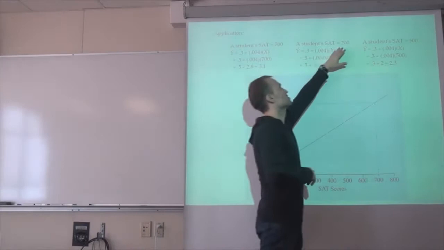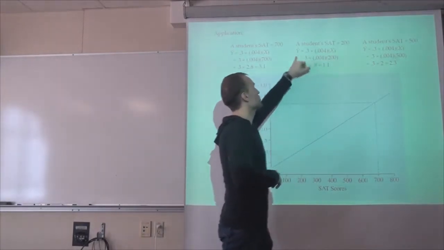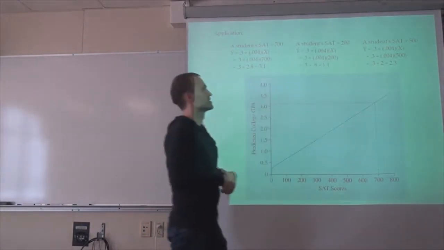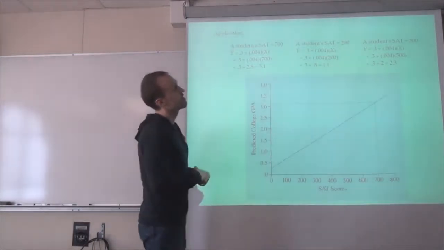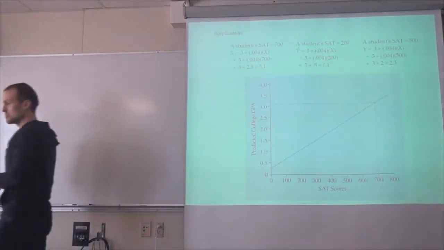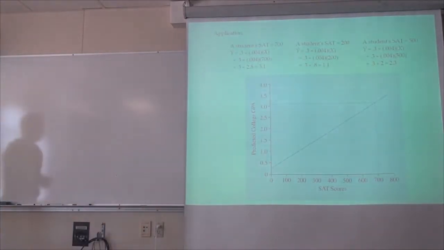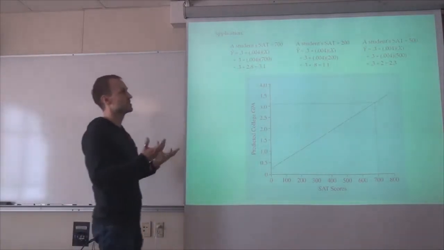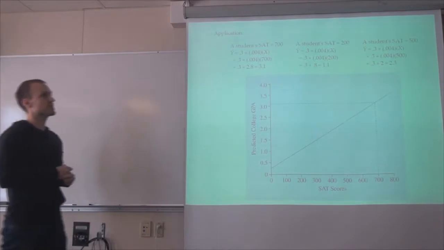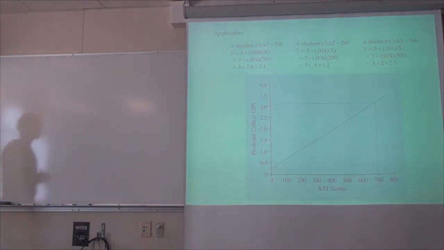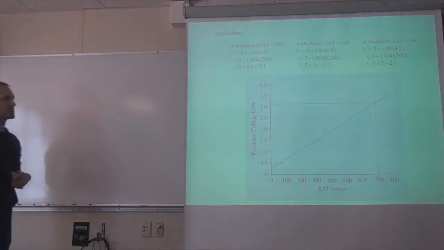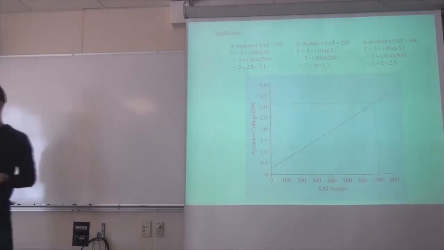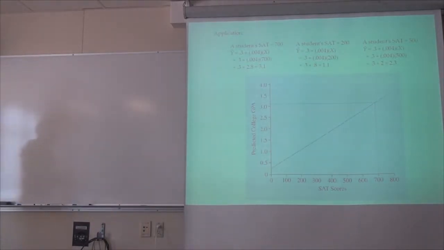If I have an SAT score of 200, that's the X value, plug it in, and I get 1.1. And for an SAT score of 500, plug that in, and I get a prediction of 2.3. I'm trying to predict the future with a future student given the SAT score, so I don't really know what's going to happen until I see what the student does.